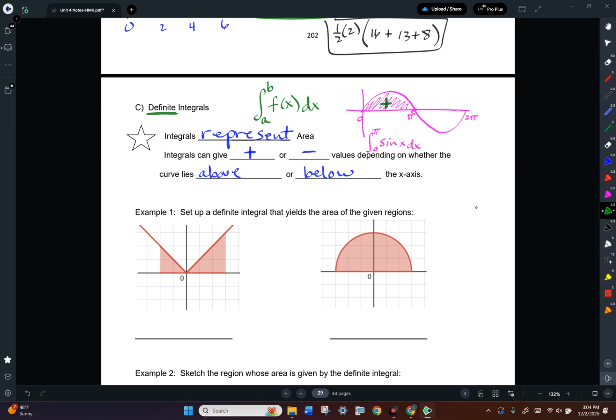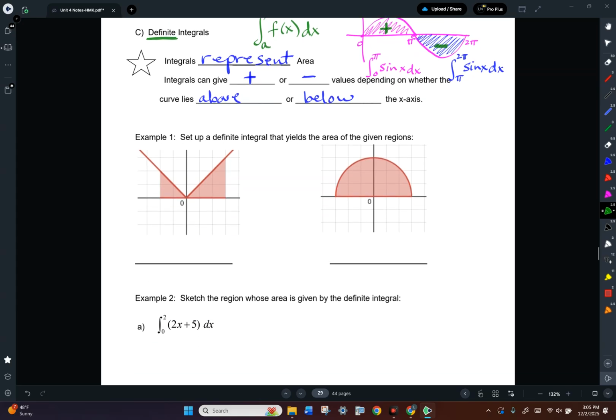Okay, but if I were to think about this area that's below the x-axis, well, that would be represented by the integral from pi to 2 pi. So those boundaries are the beginning and ending of your region. I'm still integrating the sine function because the curve is still the sine function. But if you were to put that into your calculator, it would give you a negative value. It's the correct value. It's just going to say that it's negative because it's below the x-axis. Okay? All right.